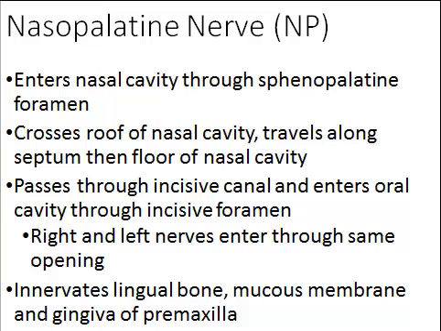So the right and left nasopalatine nerves enter through the same opening, kind of giving it that cat whisker look, and it innervates the lingual bone, mucous membranes, and gingiva of the premaxilla.